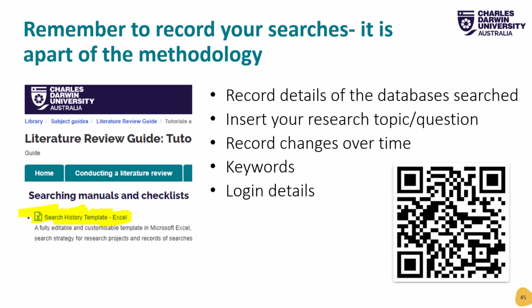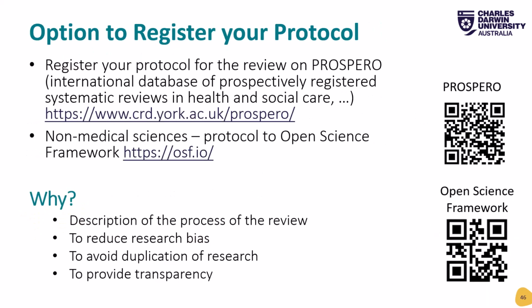Have a look at the literature review guide. There's a search history template, and this will help you keep your changes over time, including your login details to the databases, keywords, and how many results, and if they're changing. There is an option to register your protocol. A protocol can be useful as it will have the description of the process of the review. It will also help you reduce research bias, avoid duplication of research, and to provide transparency.